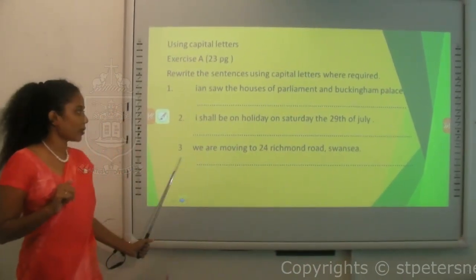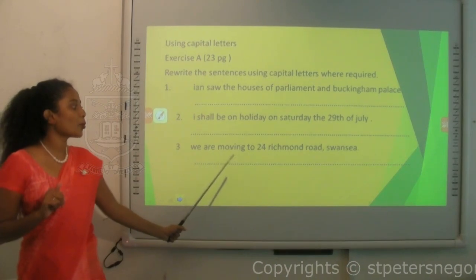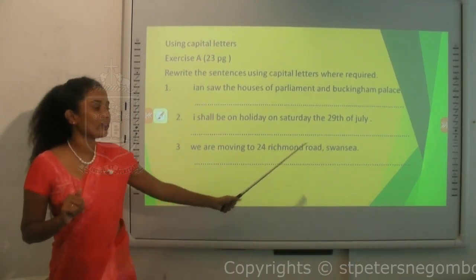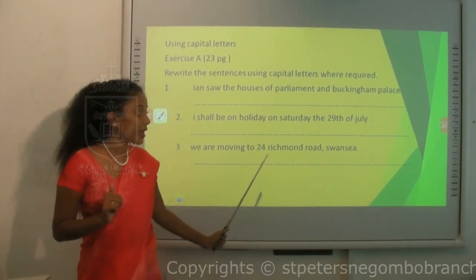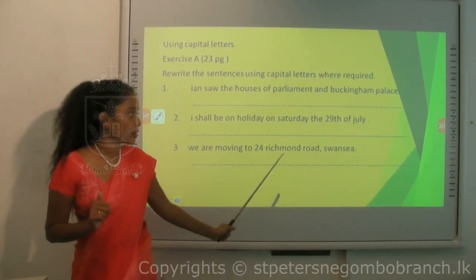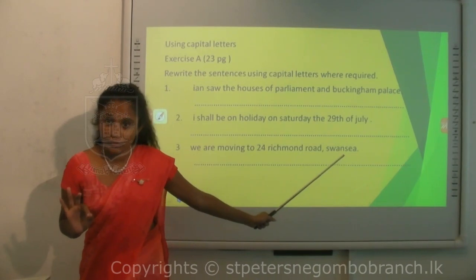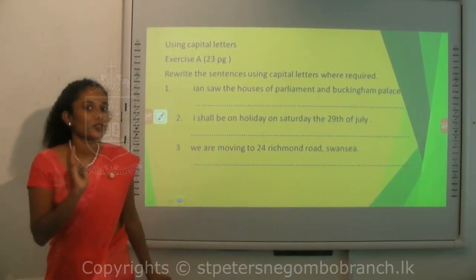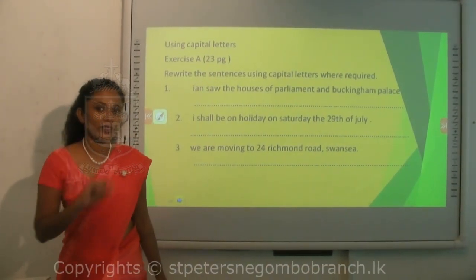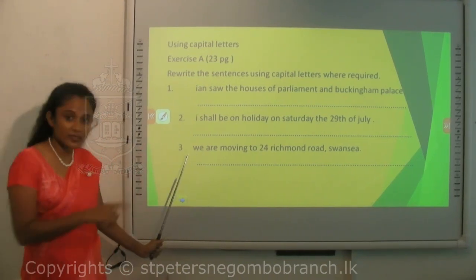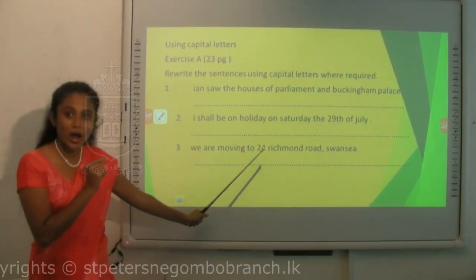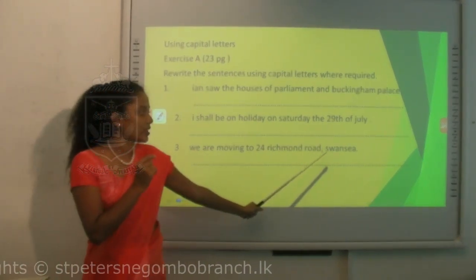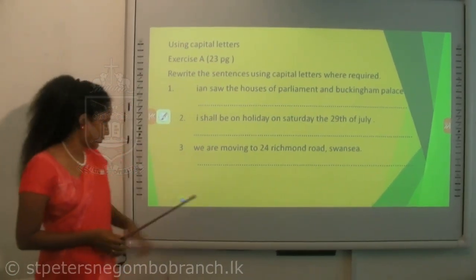Right, the next one. We are moving to 24 Richmond Road, Swansea. So, it's an address. 24 Richmond Road, Swansea is an address. So, I've told you earlier for the addresses also we have to use the first letter in capital. So, the first letter of the sentence is capital and Richmond R is capital, Swansea S is capital. Right.